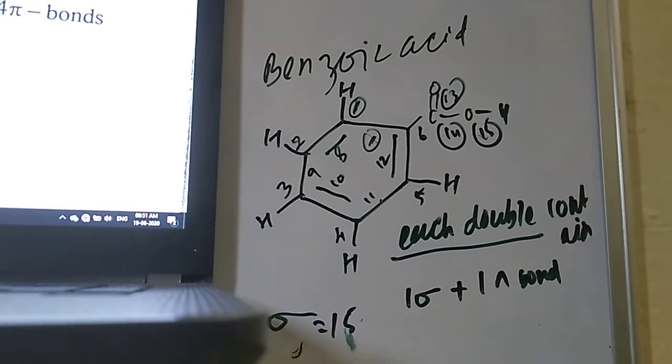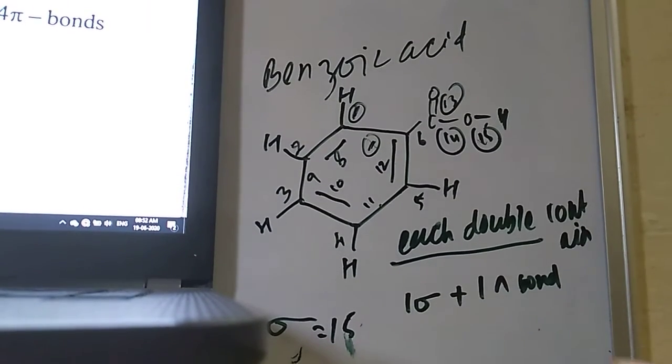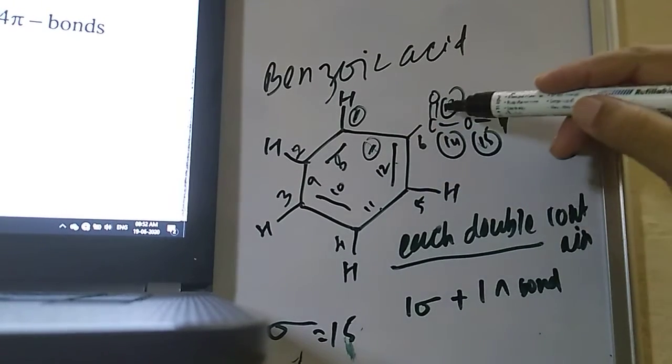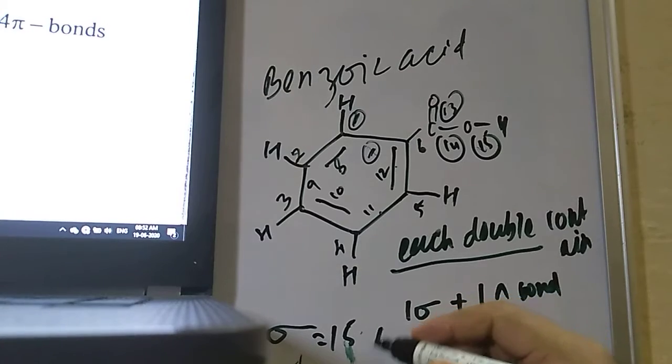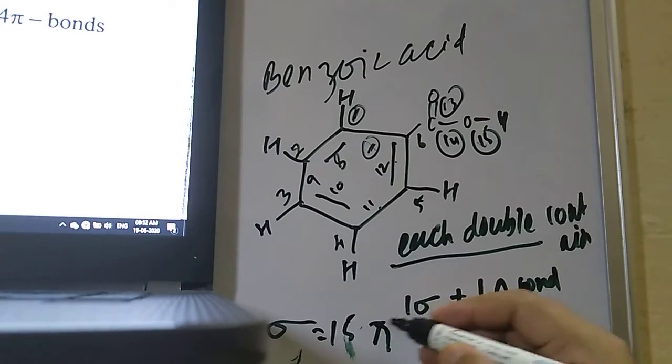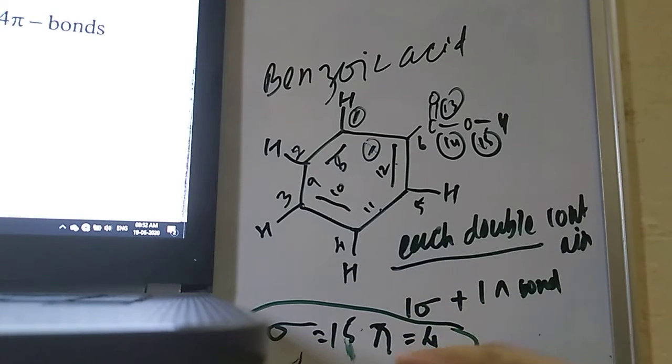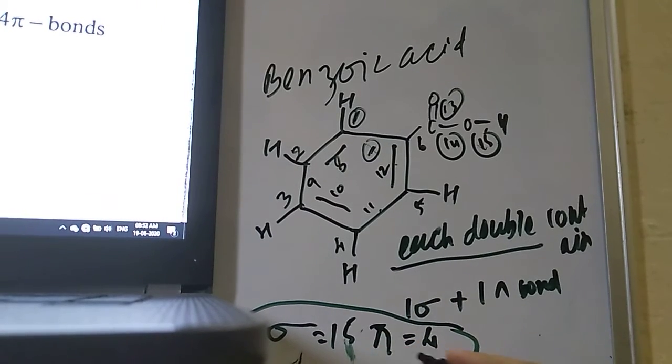Now let us check the pi bonds. A double bond contains a pi bond. So how many double bonds are there? 1, 2, 3, and here is 1. So how many pi bonds in total? This is 4. So check with the options: 15 sigma bonds, 4 pi bonds.